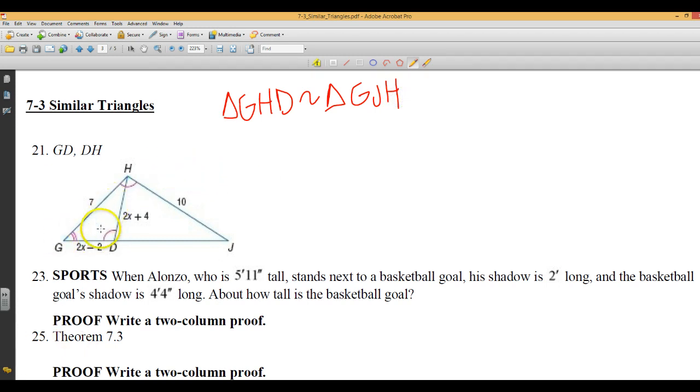And now we can set up our proportions. So we have this side of the smaller triangle, 2x minus 2. That's the side in between the double marked and the single marked angle. So inside of the larger triangle, the side between the double marked and the single marked angle would be right here, 7. Then we need another side, so inside of the smaller triangle, 2x plus 4. That's the side in between the single mark and no mark. So inside of the larger triangle, single mark and no mark would be this side, 10.